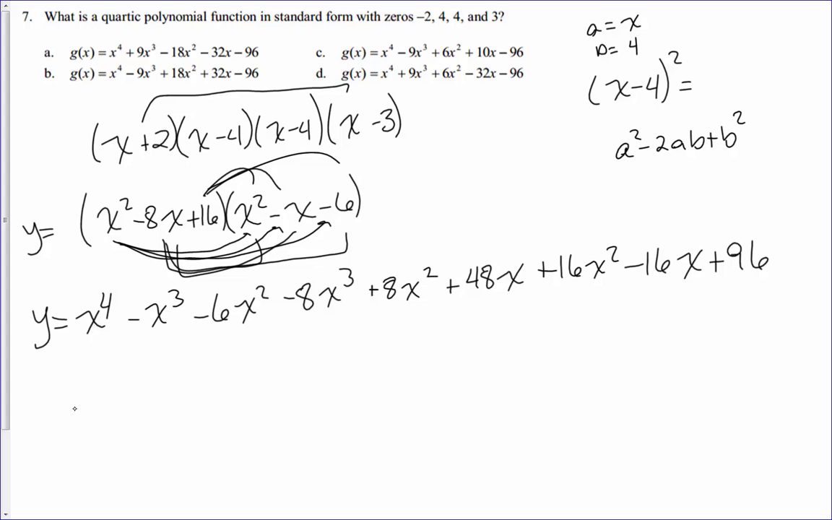All right. Now all you have to do is combine your like terms. So we have x to the 4th, so we're done with that. x cubes, well, we only have one more. We have negative 1 and negative 8, so that's negative 9x cubed.